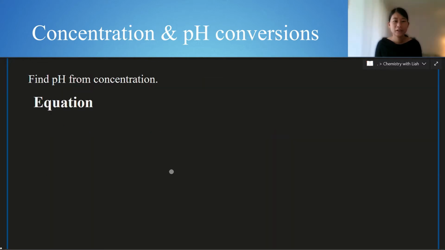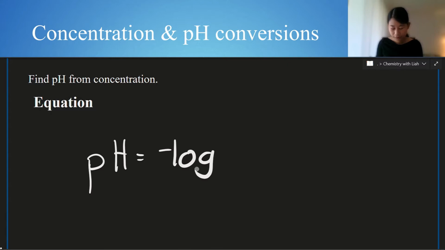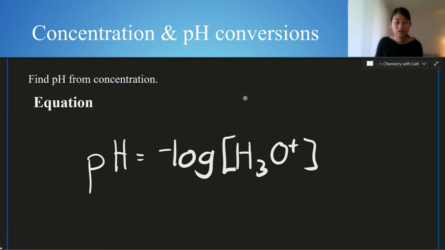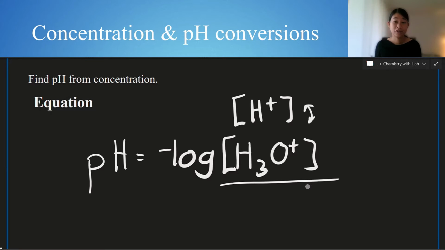Alright, so how do we find the pH from the concentration? Well, it turns out we use an equation. And this equation says that pH is equal to the negative log times the concentration of the hydronium ion. And the hydronium ion concentration may also be written as the concentration of the H+ ion. They both mean the same thing. Okay, so given the concentration, you're going to say pH is equal to the negative log multiplied by the value of the concentration.